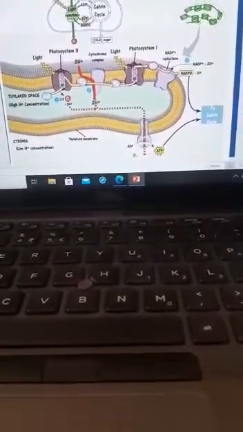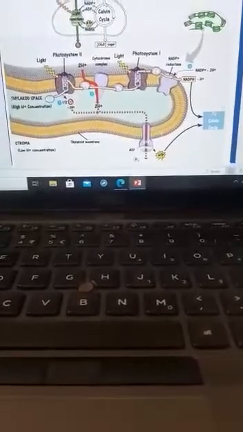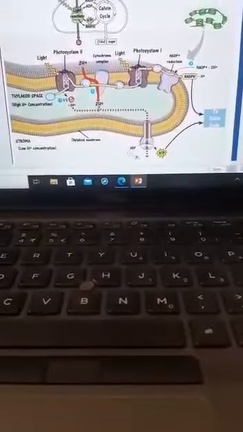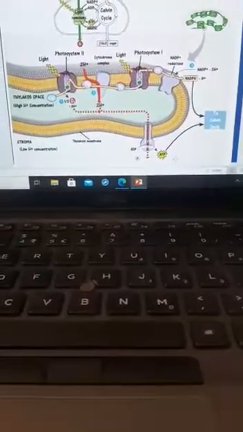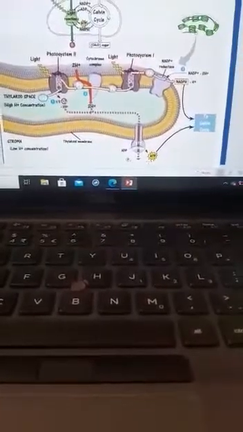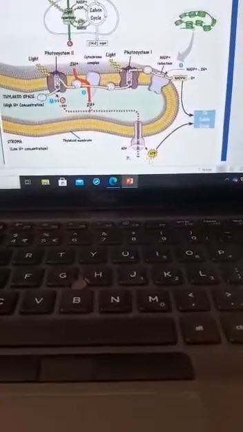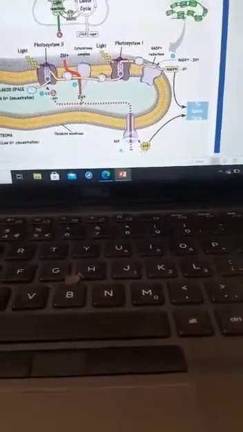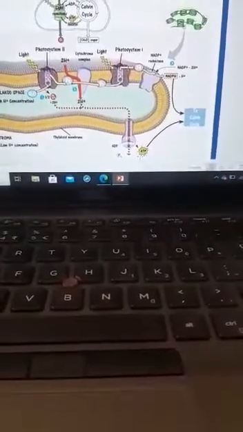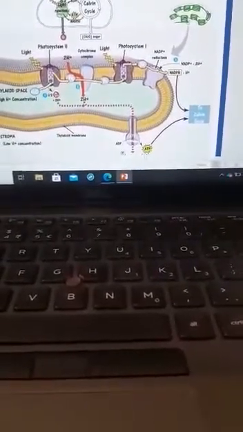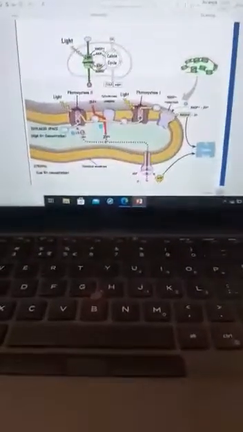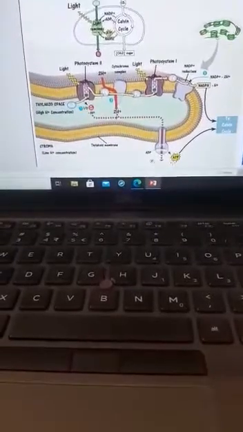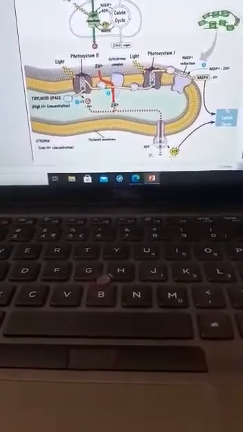But that will result in a situation whereby a phosphate group is attached to ADP, forming ATP in a process called photophosphorylation. That is adding a phosphate group to ADP in a process that requires light energy, photons. So this is the chemiosmosis process that tries to explain the formation of ATPs.